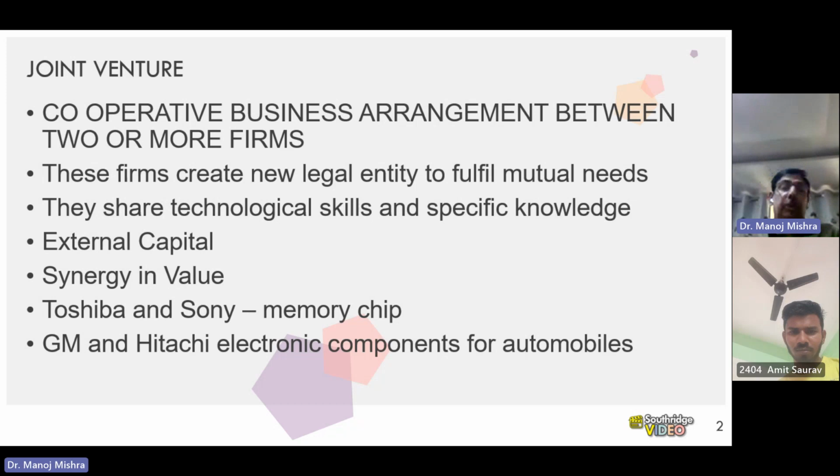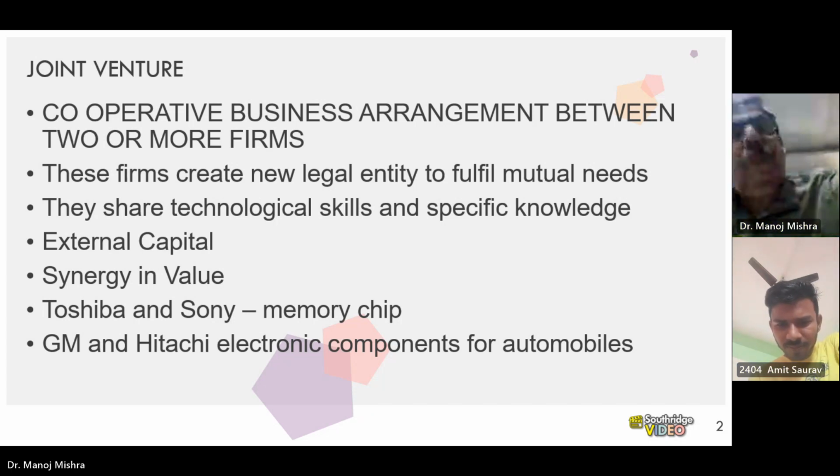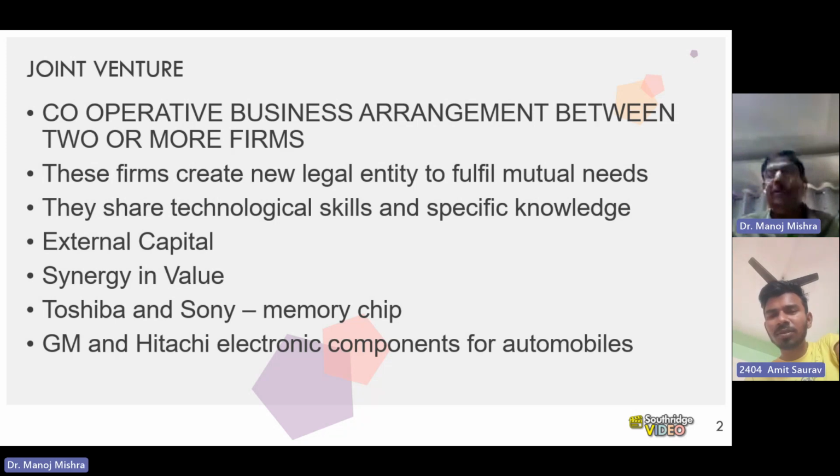Another good example is General Motors and Hitachi. What does General Motors make? Any idea? What is the product made by General Motors? Have you heard of Chevrolet? It is a car. So General Motors makes automobiles, cars, and obviously vehicles of various kinds, and they are of course very popular.